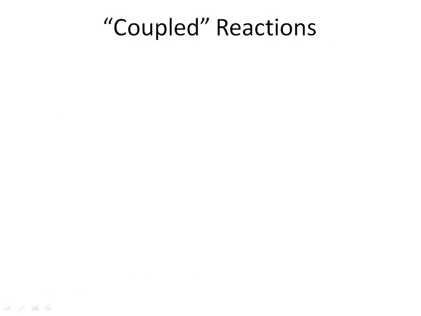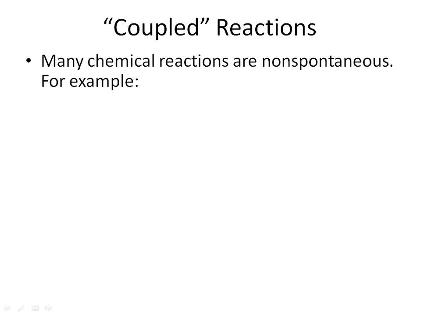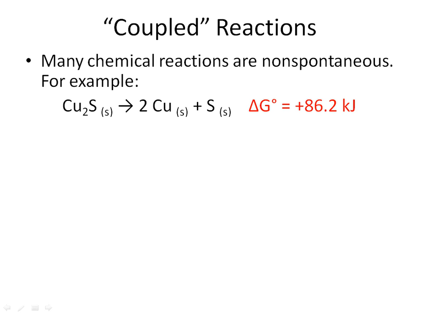Coupled reactions. Many, many, many chemical reactions are non-spontaneous. For example, let's look at this reaction. Let's say I want to extract some copper from copper(I) sulfide. This is a mineral called chalcocite, and I want to turn it into copper, but the problem is I can see my delta G for this reaction is positive, which of course means it's not going to occur.